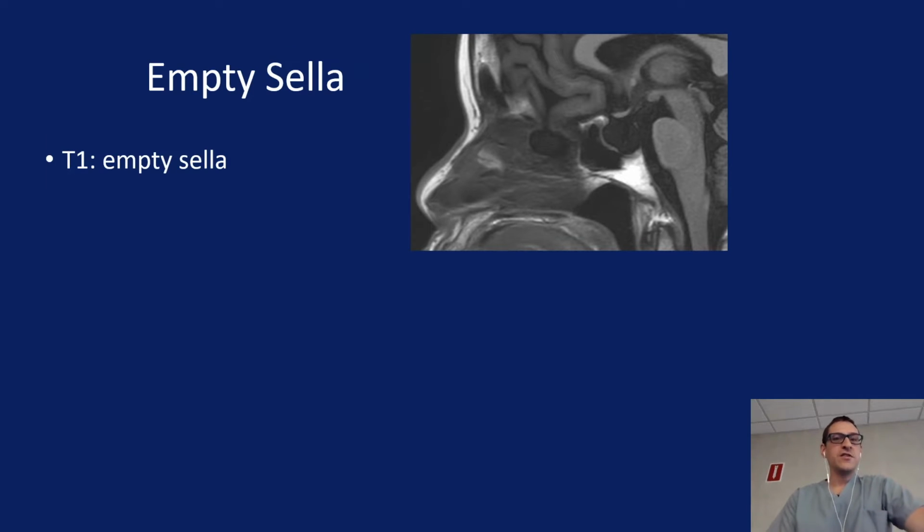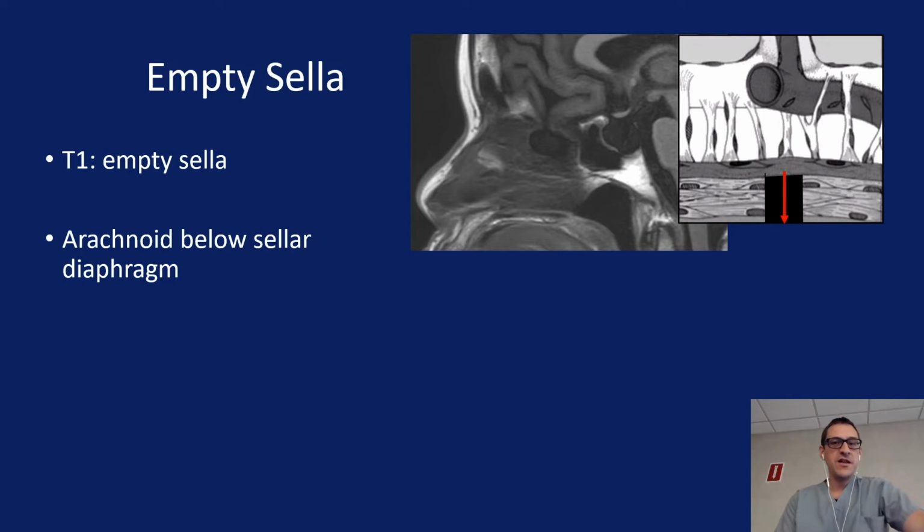All right, so on sagittal for a T1, you're going to see darkness in the sella. The pituitary is being squished against the sellar walls. We already said that the arachnoid then is occupied below the sellar diaphragm.